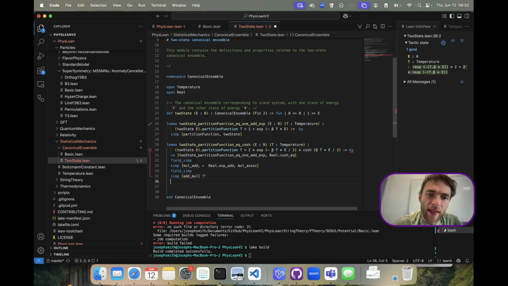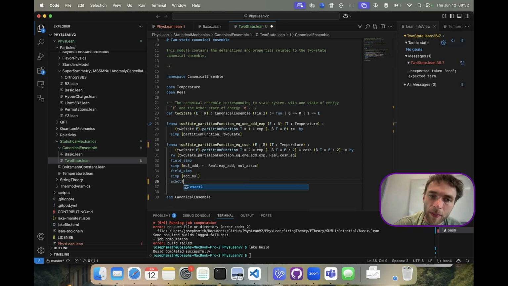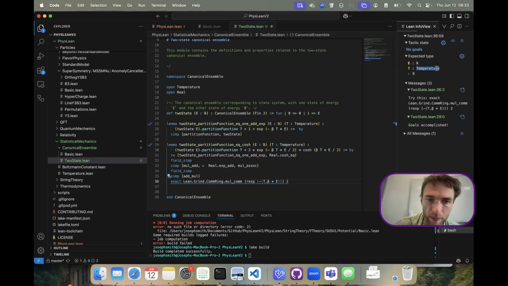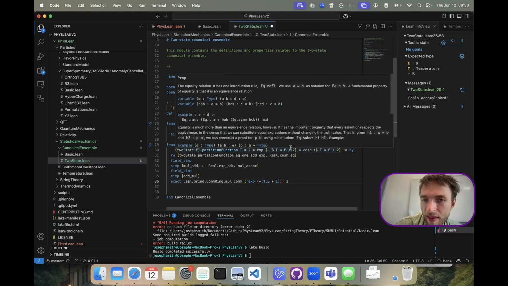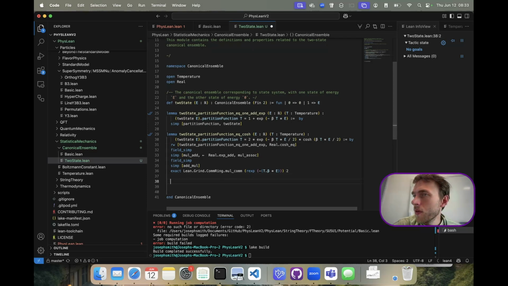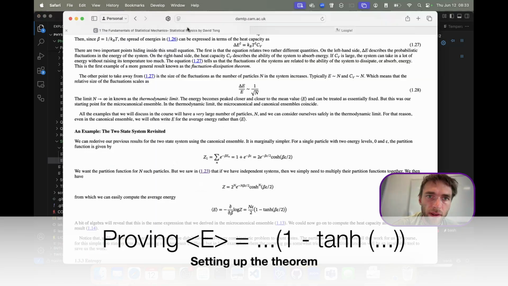And then this is probably, we can just do exact question mark and it can find out how to prove this. Good. So that's proved this thing about cosh, that the partition function of a 2-state system is equal to cosh times by this exponential. So let's see what else we can prove.